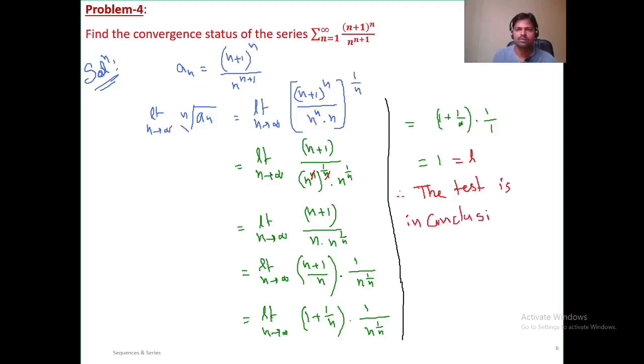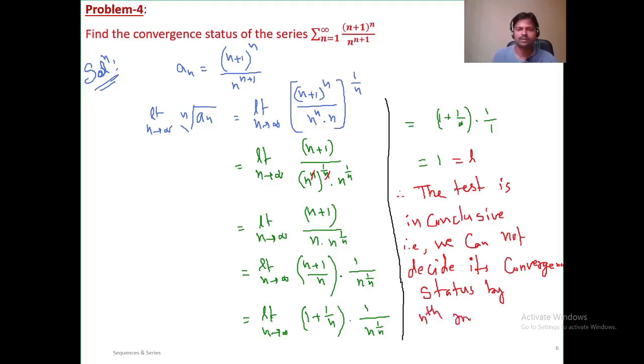Inconclusive. That is, we cannot decide. Its meaning is that we cannot decide its convergence status by the nth root test.